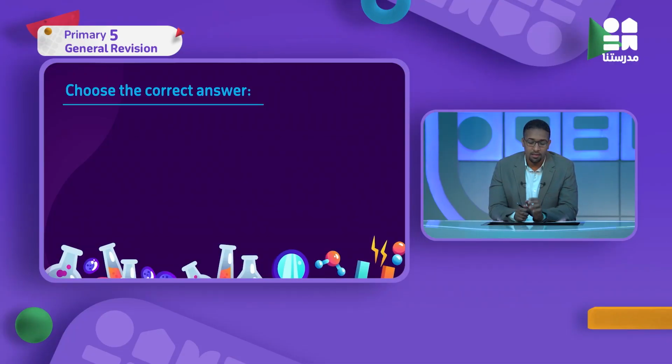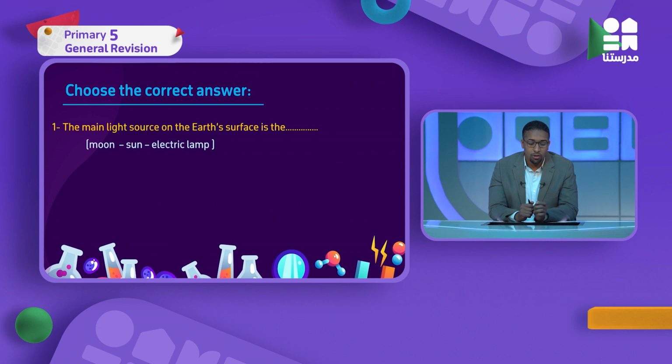So let's continue with the first question. First question, choose the correct answer. The main light source on Earth's surface is the moon, sun, or electric lamp. So we said sun is the main source of light energy on Earth. So it is sun.